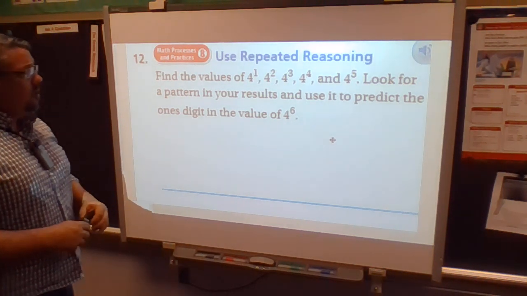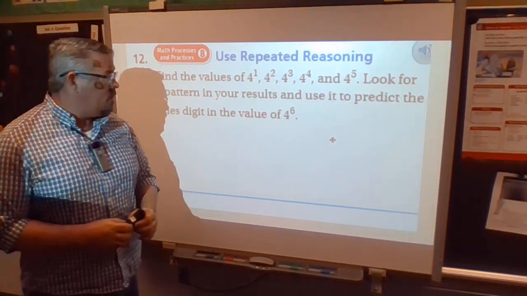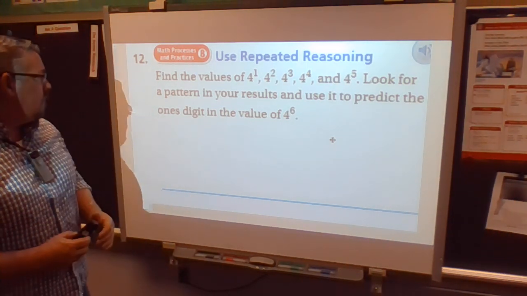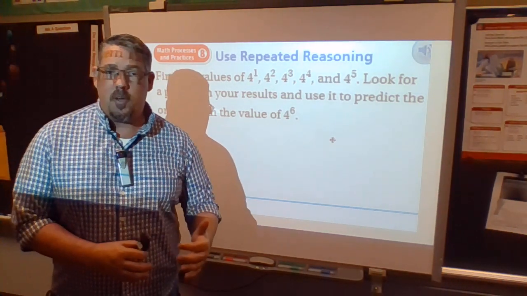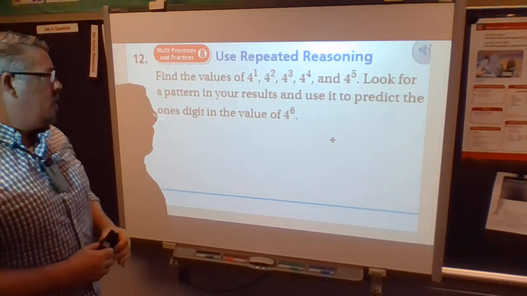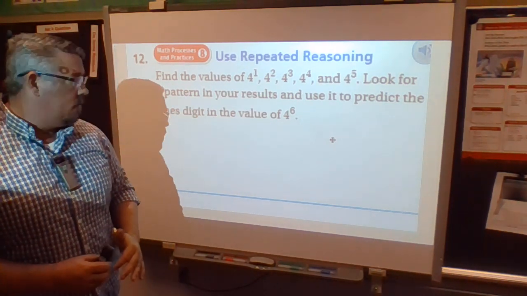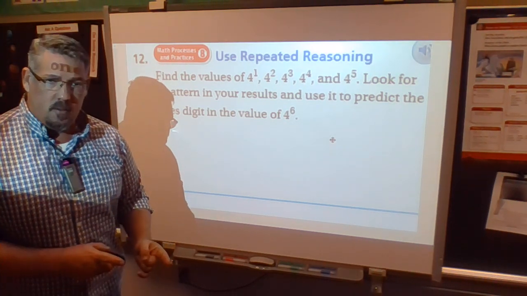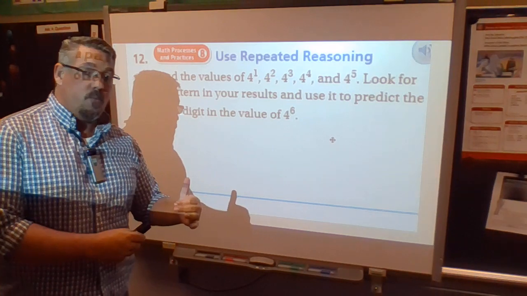All right, so moving on, wrapping up the lesson. So this is question 12. Find question 12 in your book, should be the very next one. It says find the value. So this is a multi-step problem that I want you to do and think about. It says to find the values of each of these exponents, and then think about what the pattern is. Find that pattern, make a prediction for the next one.